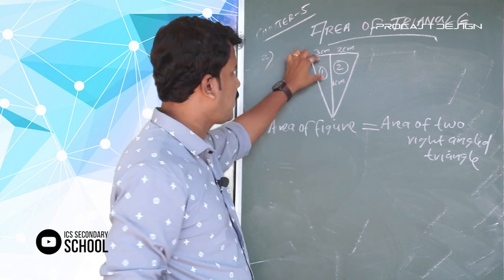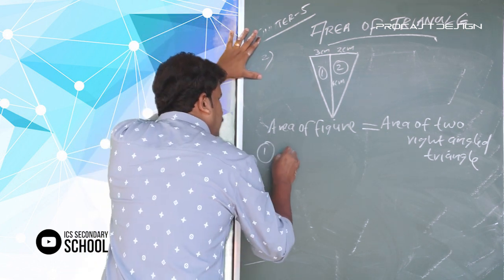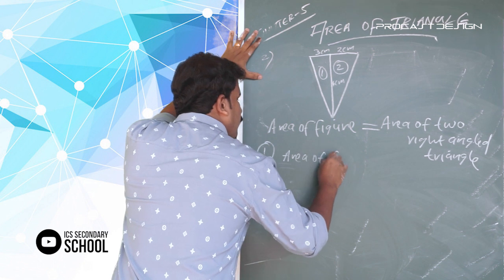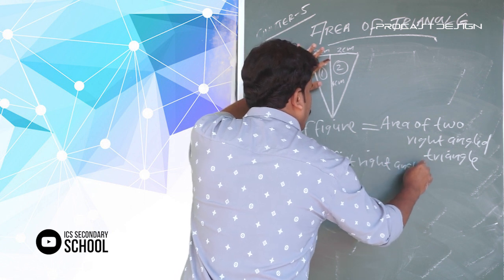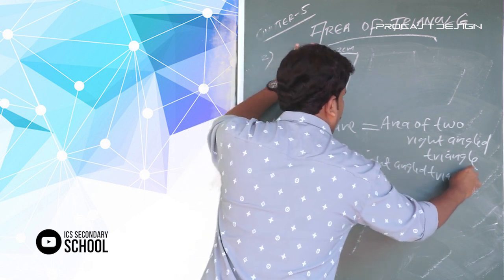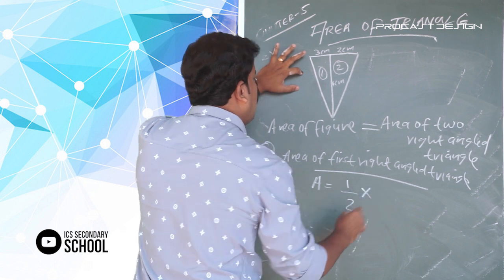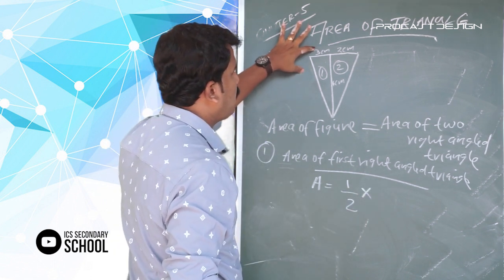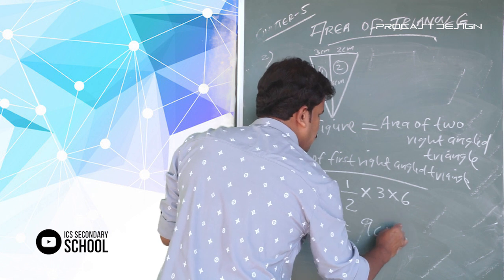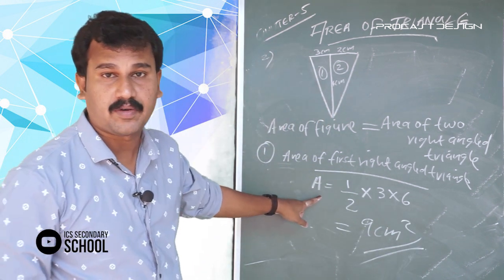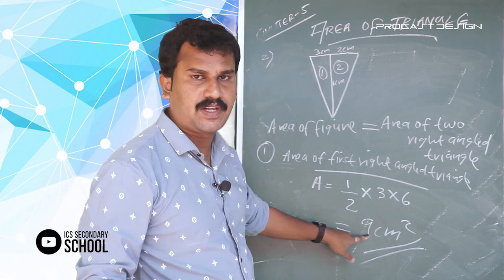So the area of the figure equals the area of two right angle triangles. Area of the first right angle triangle equals half into the product of the perpendicular sides, that is half into 3 into 6, which equals 9 centimeter square. So the area of the first right angle triangle is 9 centimeter square.